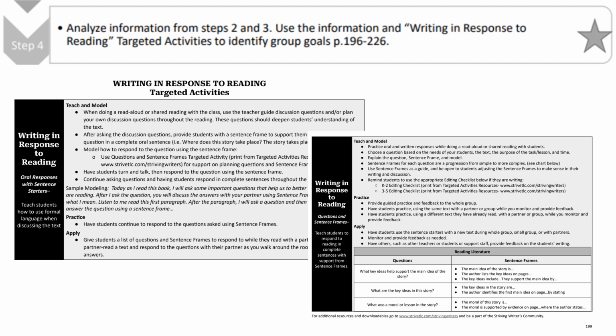The next step is having students respond in writing. Use sentence starters to help students with formal language. Other writing and response to reading targeted activities are included on pages 196 to 226 of the Striving Writers book.